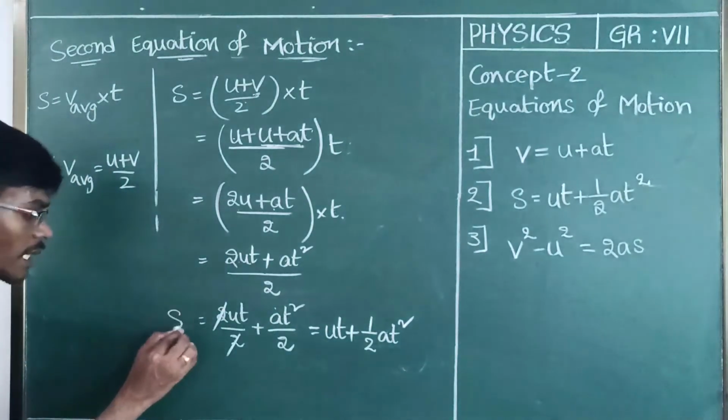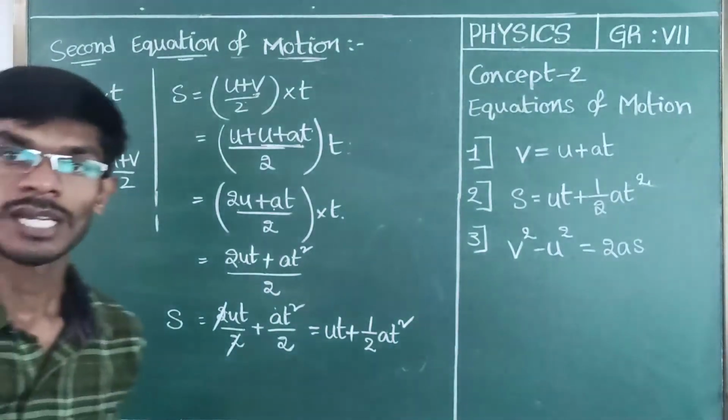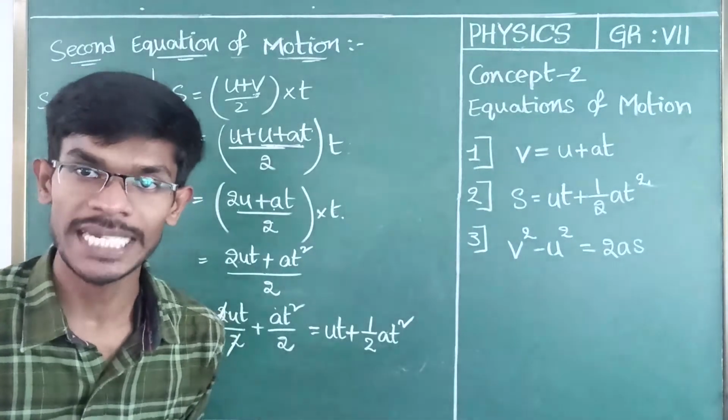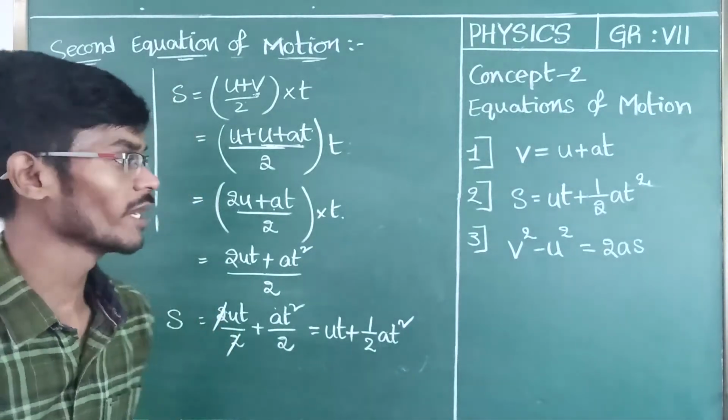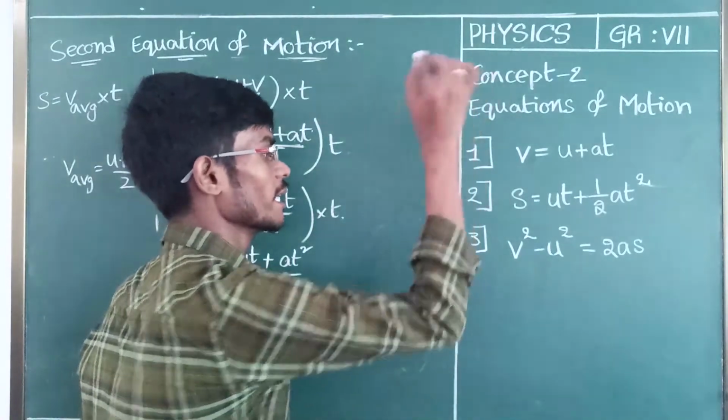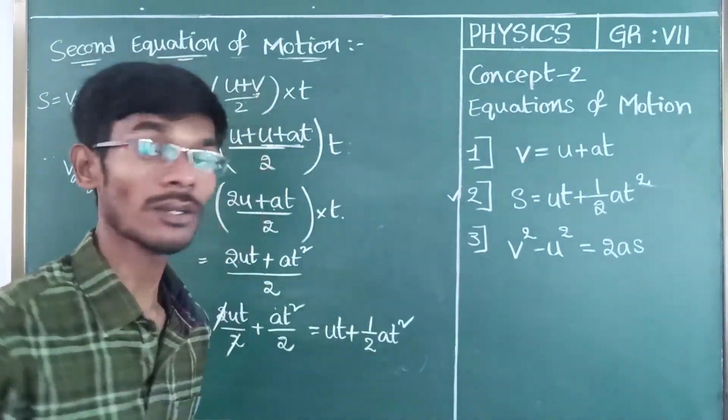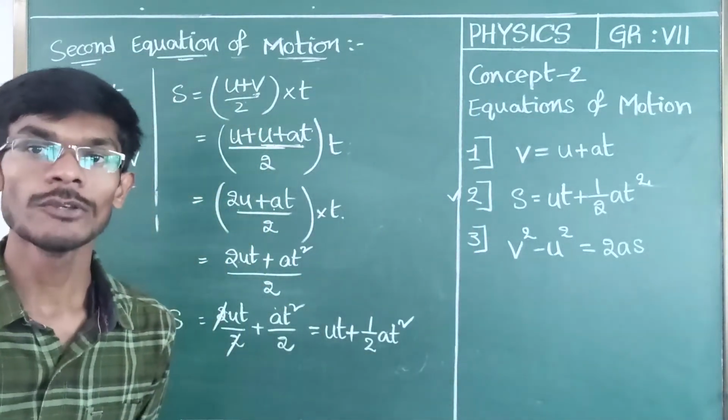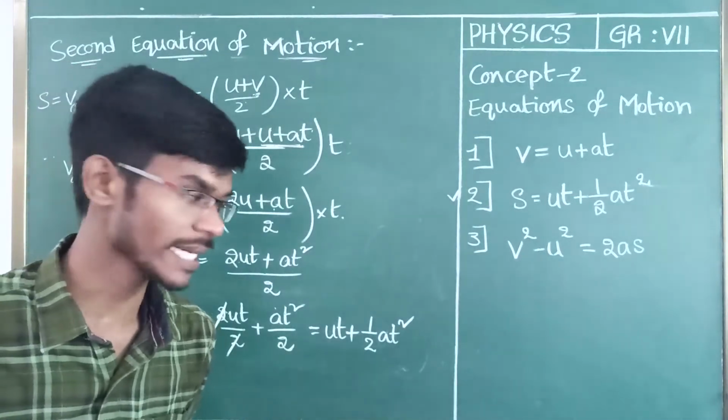So the displacement traveled by an object in a time t seconds gives us the second equation of motion: S is equal to ut plus half at square.